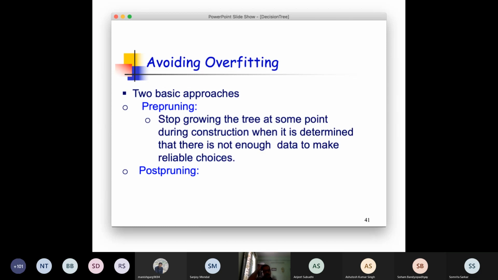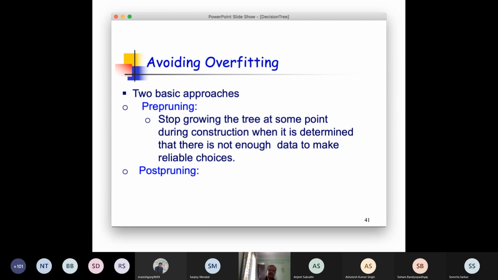So that is what stops growing the tree at some point during construction, when it is determined that there is not enough data to make reliable choices. And in that case, as I mentioned, as a policy, since you are not growing, you make it a leaf node, but there are still mixed levels. There are mixed training examples, so you have to assign one level, and it is the majority of the levels.